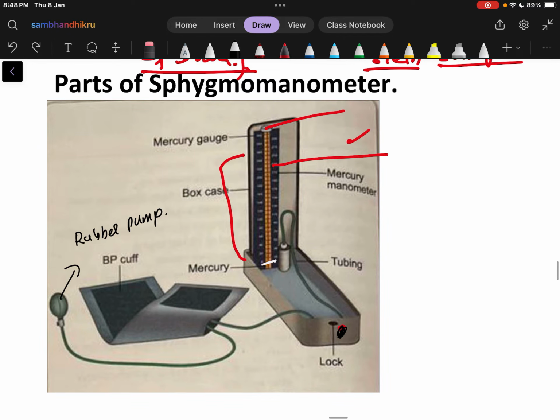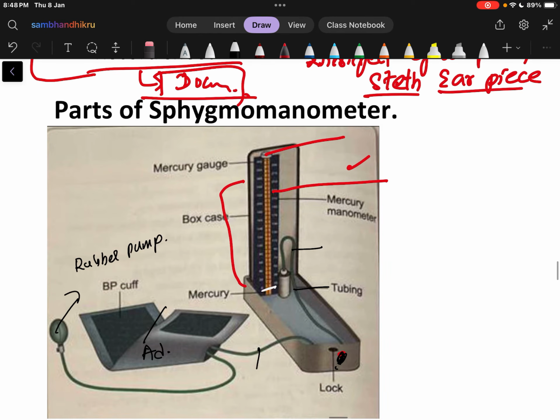Okay. Next, this is the rubber tube. This one is also a rubber tube. This is the adult cuff. Sometimes it will be called the bladder. Okay, I'm sorry, this one will not be called bladder. This one is the rubber pump, and this one is the cuff. This one is the lock. So this one is tubing, right? So mercury will rise here.